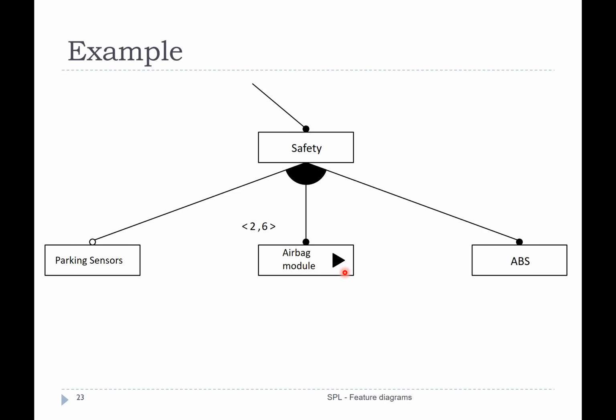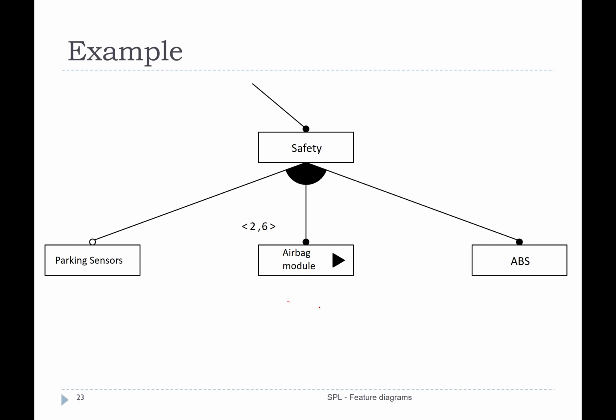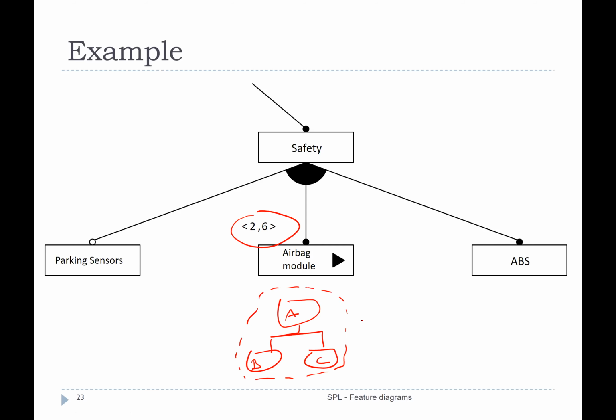Now, this over here, let me just get the pen. The airbag module could have been A, B, C, for example. And when we have a group cardinality, that means that all of this is multiplied by either 2 to a maximum of 6. If we have the square one, like say n to m, that means this is a singular thing, and this could be multiplied by a cardinality of from m to a maximum of m. All right.